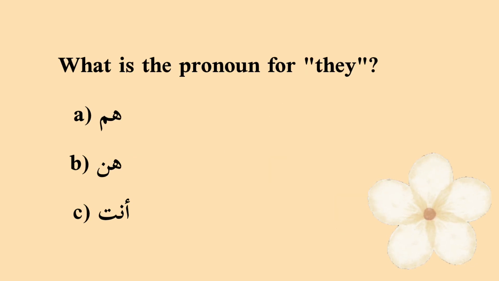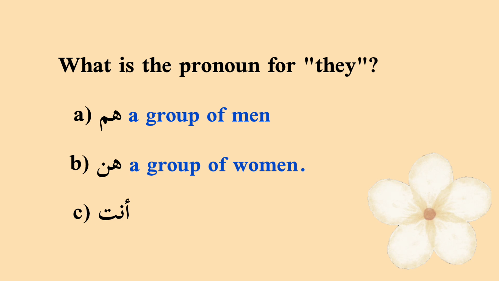What is the pronoun for they in Arabic? هم, هن, أنت. Which one is correct? You can use هم and هن, but we use هم for a group of men and we use هن for a group of women, and أنت in Arabic means you.